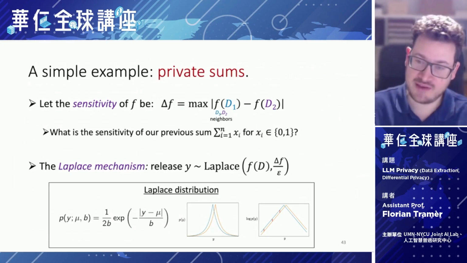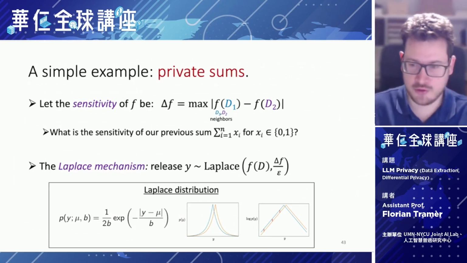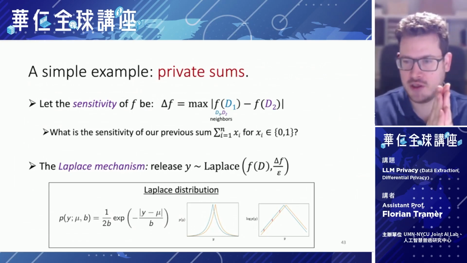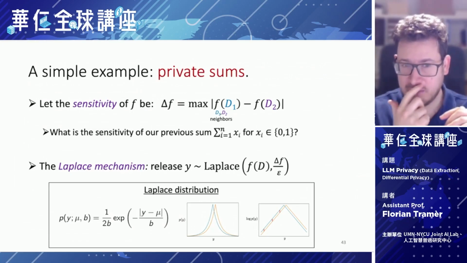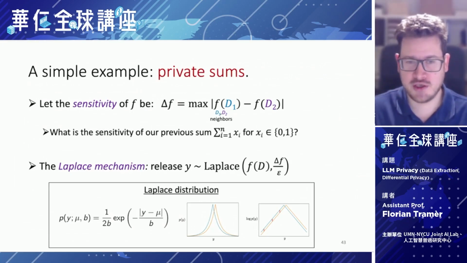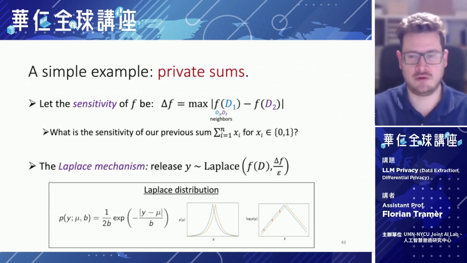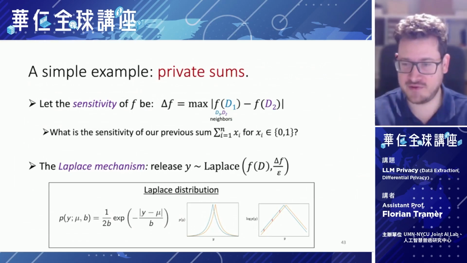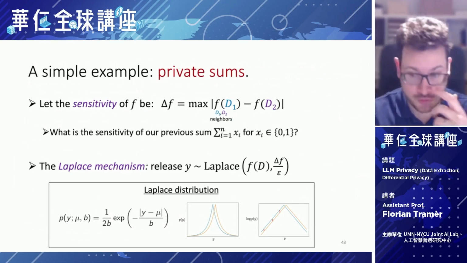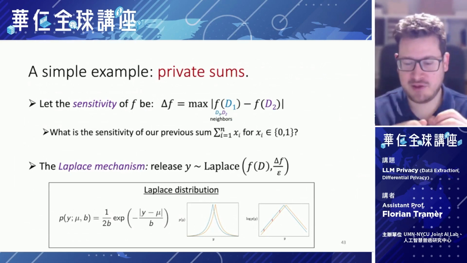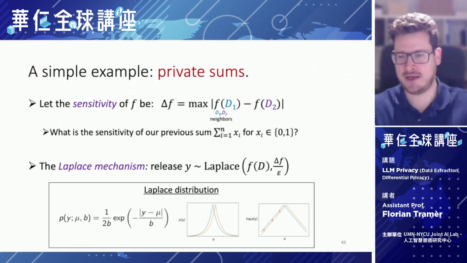And we scale the noise. So the noise is centered at 0, but we scale the variance of the noise by the sensitivity of the function and by the privacy parameter epsilon. So if the function has higher sensitivity, we need to add more noise. And if our privacy leakage epsilon gets smaller and smaller, which means we get more and more private, we also need to add more noise.